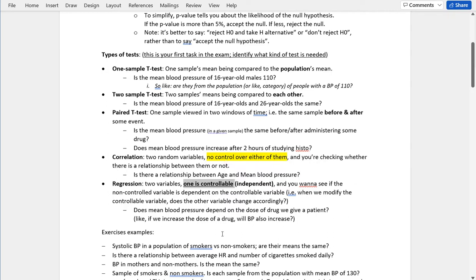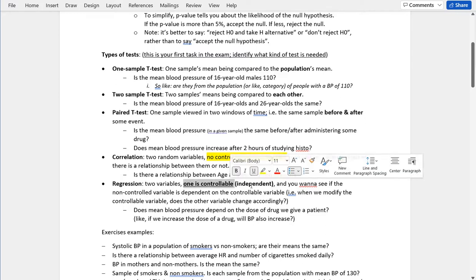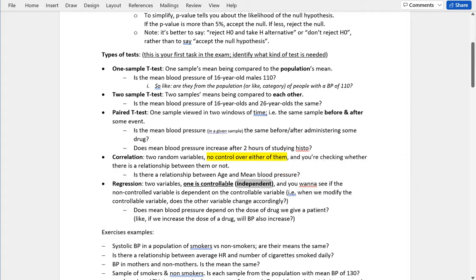Another point to mention here is that the controllable one is independent. This is another name for it. It is independent, i.e., it doesn't depend on anything. It's just under your control. It doesn't depend on any other variables. It just depends on your control over it. All that it relies on is you changing the dial.